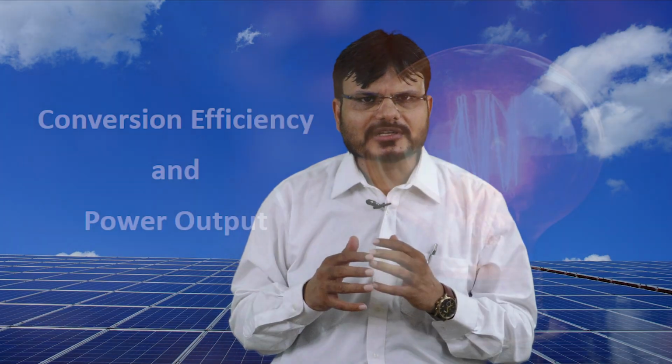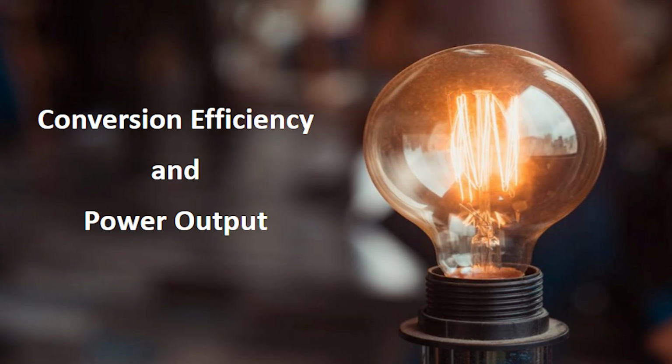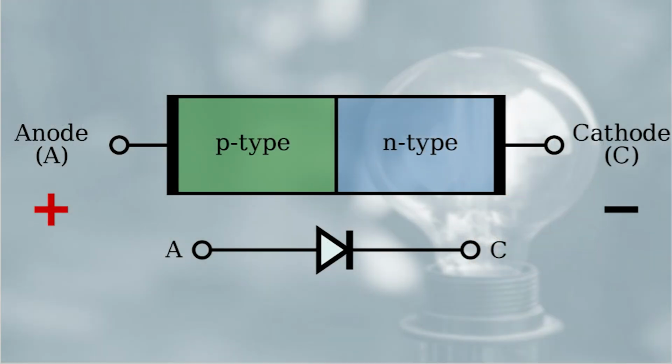Now here we will understand the conversion efficiency and how the power output of any solar cell can be calculated. In order to understand the concept of the efficiency of a solar cell, you need to know a little bit of the physics of semiconductors. When P-type and N-type semiconductors are brought in close contact, a p-n junction is formed.